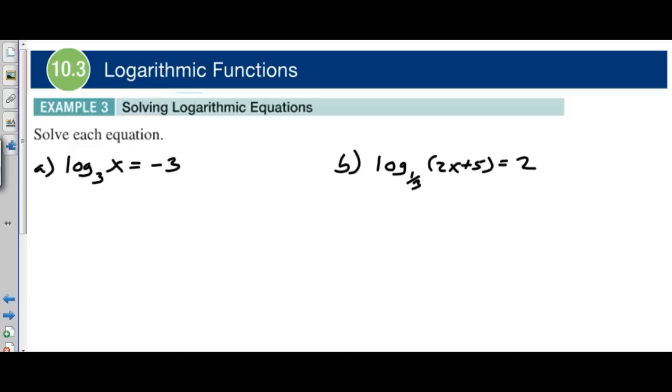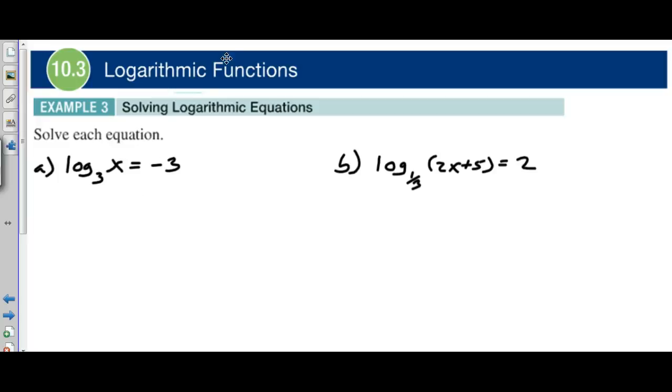Example number 3, we're going to be solving logarithmic equations. Like we learned from example number 1, the way we solve this, log base 3 of x equals -3, what is this value of x, is we can do this quite easily by converting from log form to exponential form.